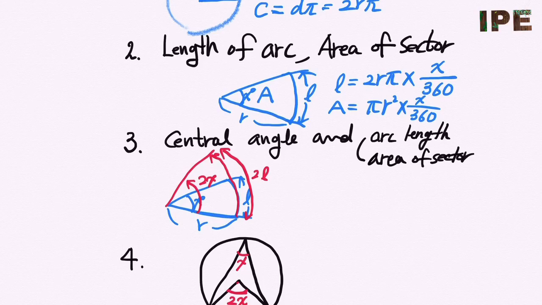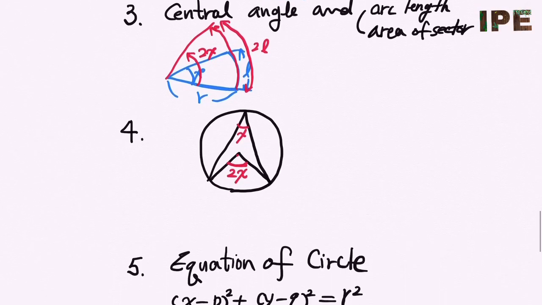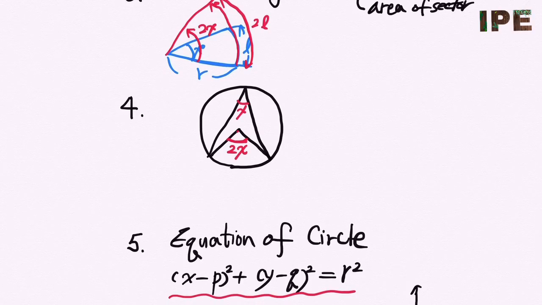Now I told you the central angle of a sector, the length of arc, and the area of the sector are directly proportional. So if the central angle increases by 2 times or 3 times, the length of arc and the sector's area increase by the same rate. And then number 4 was the relationship between inscribed angle and central angle. The central angle is always 2 times the inscribed angle. If the inscribed angle is x degrees, the central angle is 2x degrees.